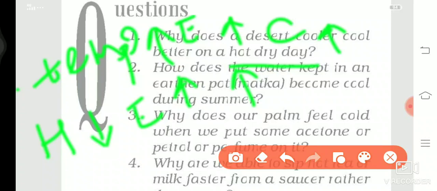Because on a hot dry day the temperature will be more. If the temperature is more, then the rate of evaporation will be more, and when the evaporation is more, the cooling will be more. Similarly, it's a dry day, that means the humidity, the percentage of water vapor present in the surroundings, will be less, so the evaporation will be more. As a result, that is why a desert cooler cools better on a hot dry day.